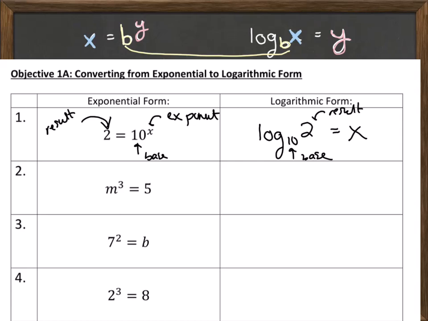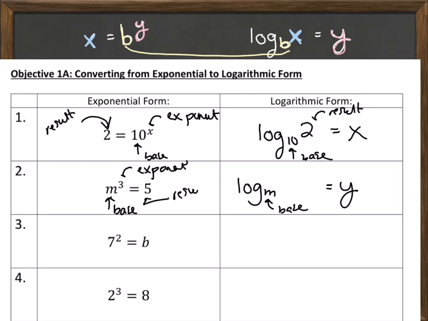It says m to the 3rd power is equal to 5. Okay, so let's start by finding our base. Our base is m, so we're going to have log base m. Again, that is our base. Then we have our exponent. Our exponent is clearly 3. Remember, when we write our log function, the exponent goes on the other side of the equal sign. Last but not least, we have our argument, or what I like to call the result. It's the result of raising m to the 3rd power, and that nestles right in there.